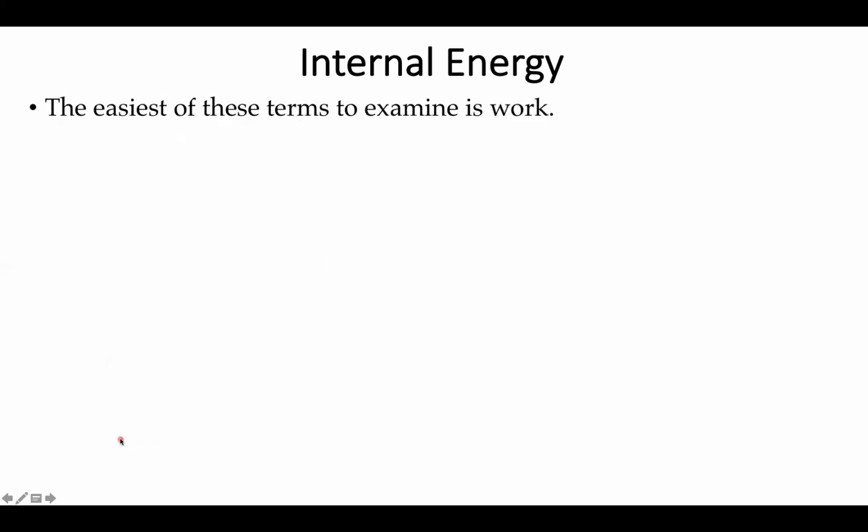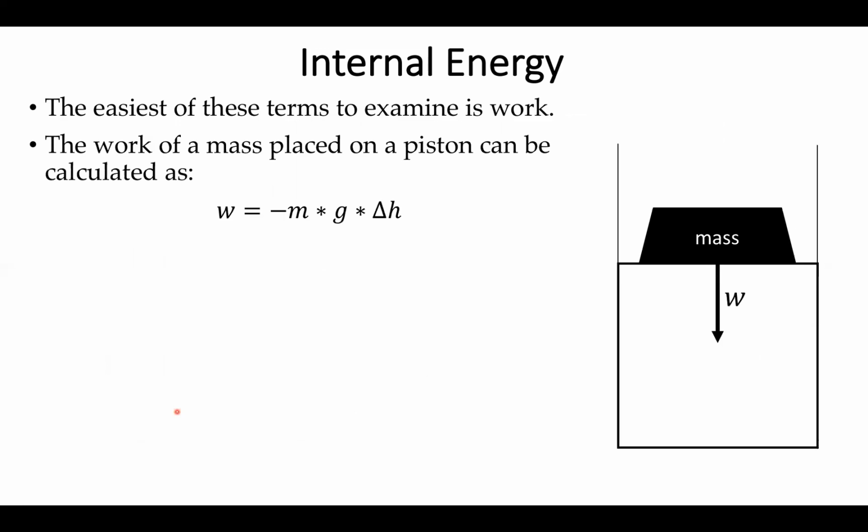So of all these three things, internal energy, work, and heat, the easiest one to examine is going to be work. So we're going to find a quantitative way to describe work, and then we can use that to help develop the relationship between internal energy and heat. We've already generated a brief description of the work of a system. Work can be modeled as simply putting a mass on top of a piston. So if I have a large mass, I'd expect the system to compress. So the piston would go down.